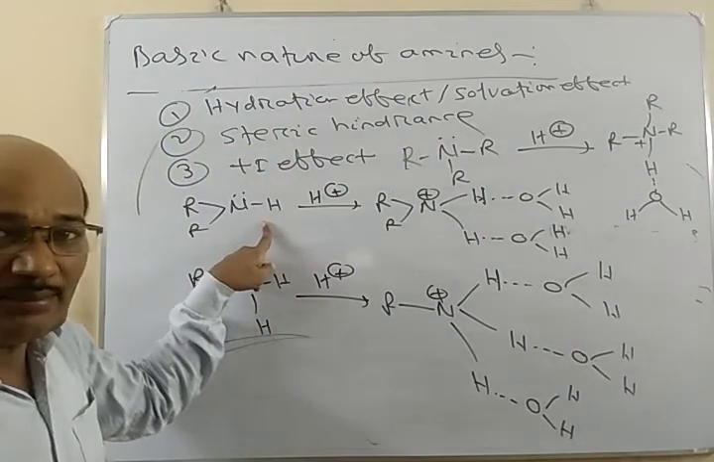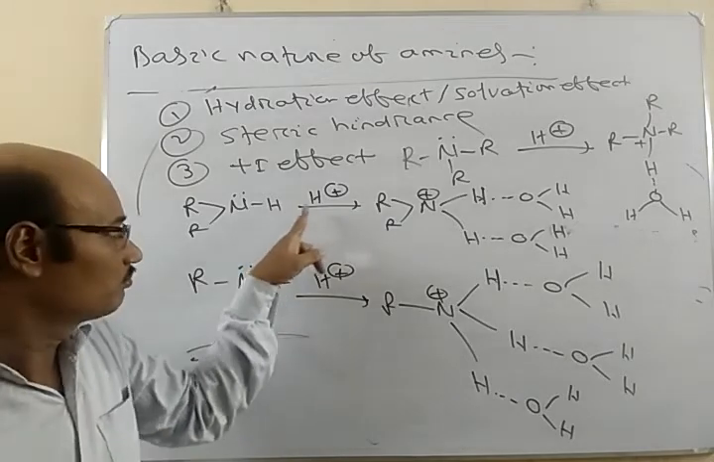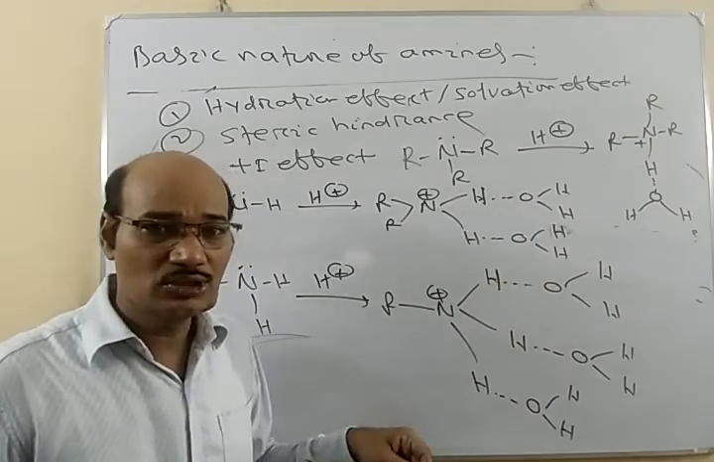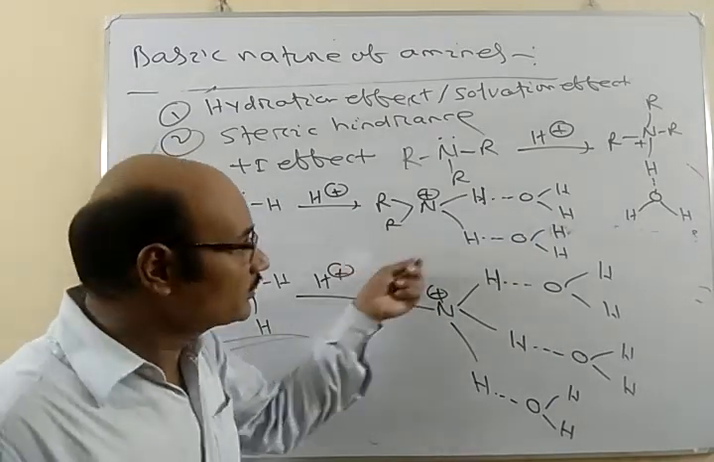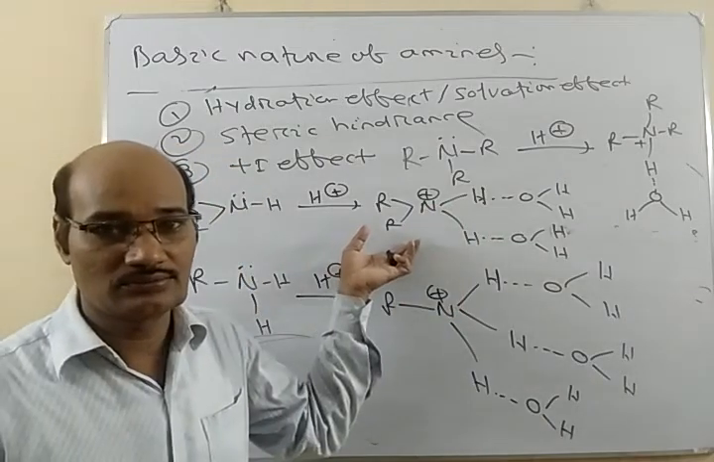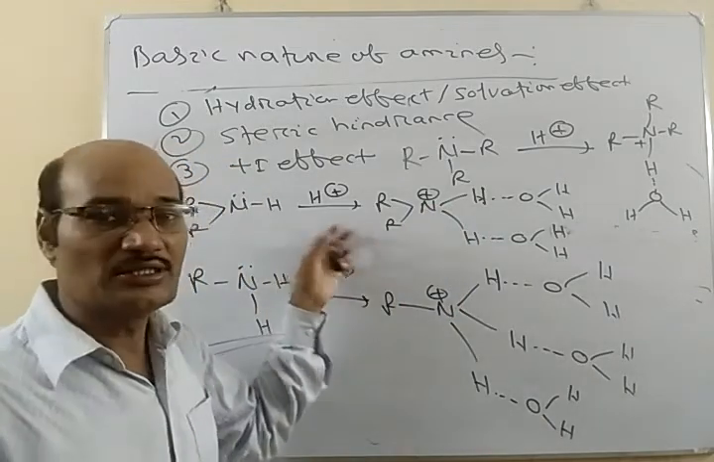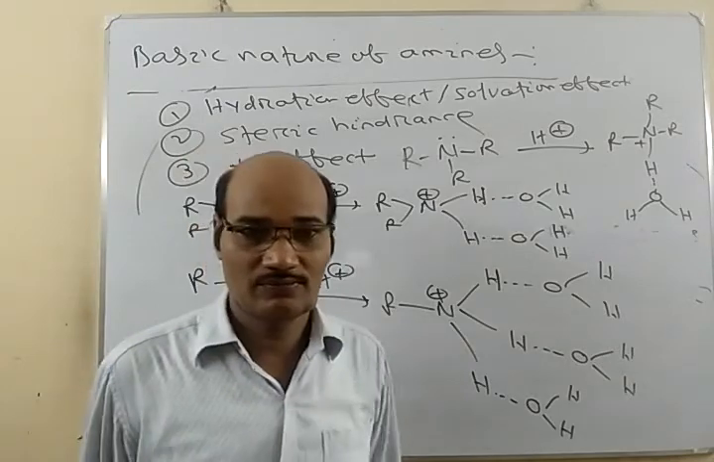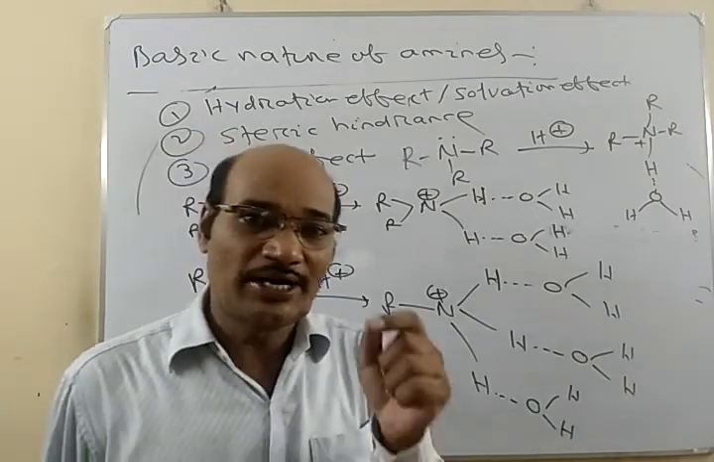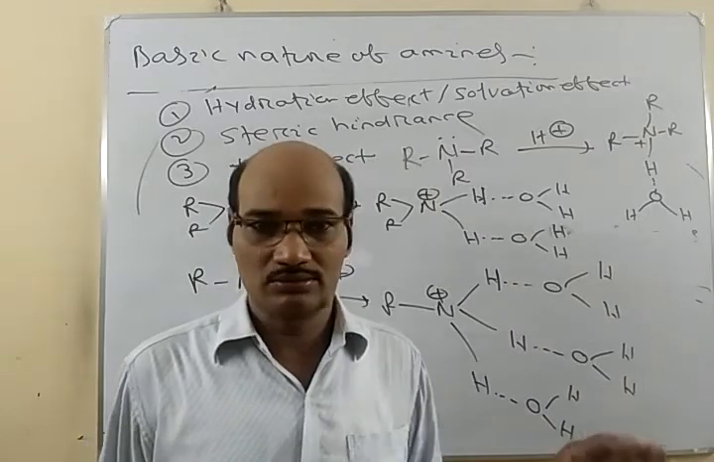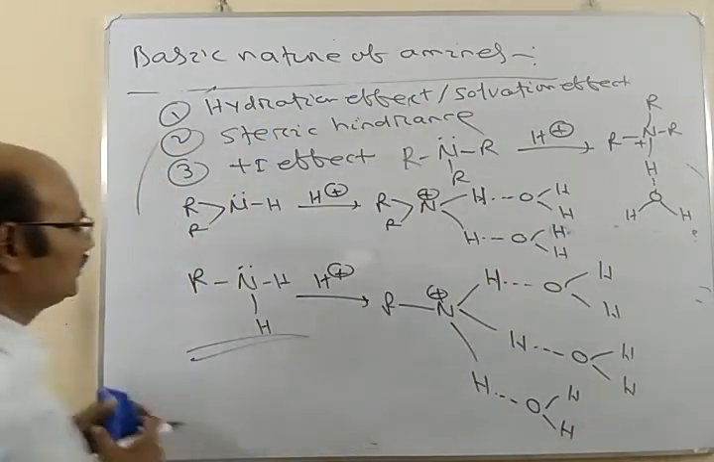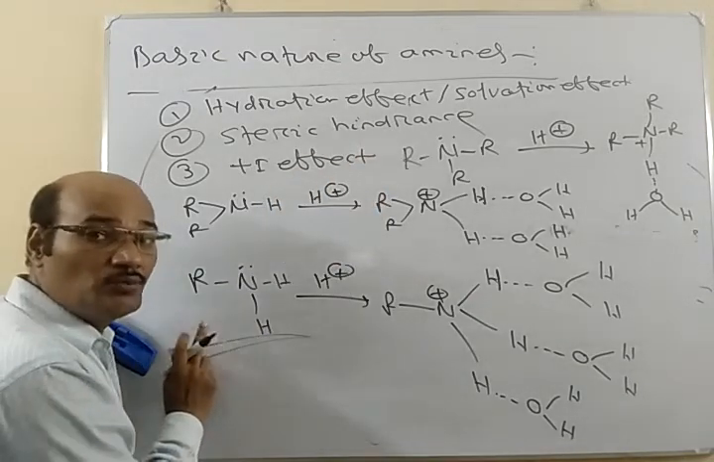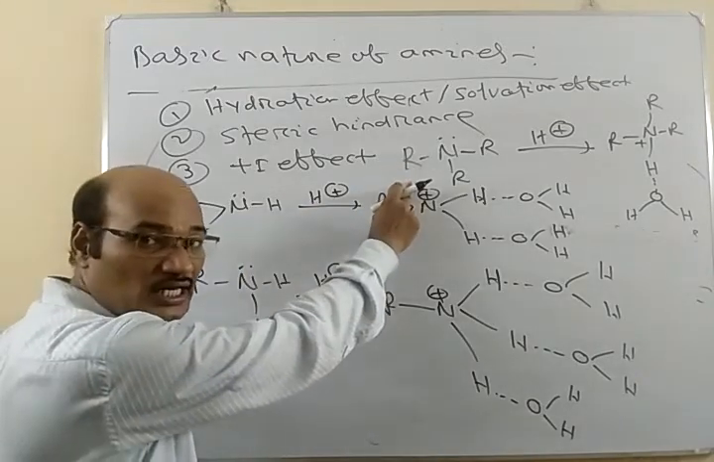In the case of a secondary amine, one H is there, and on protonation it gets two hydrogen atoms, so two hydrogen bonds with two water molecules. So the hydration is somewhat more than the tertiary and less than the primary. Accordingly, the basic strength is less as compared to primary and more as compared to tertiary. So this is one way the hydration effect determines the basic character. According to the hydration effect, the primary amine should be more basic and the tertiary amine should be less basic. Clear?